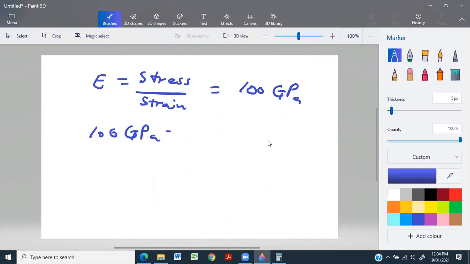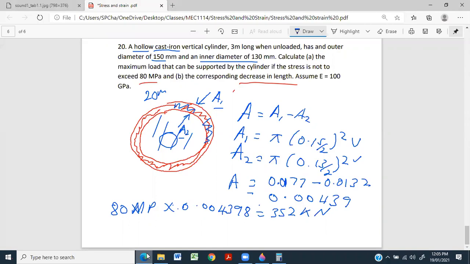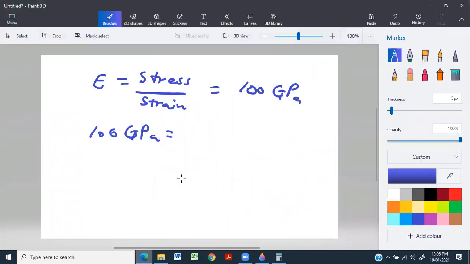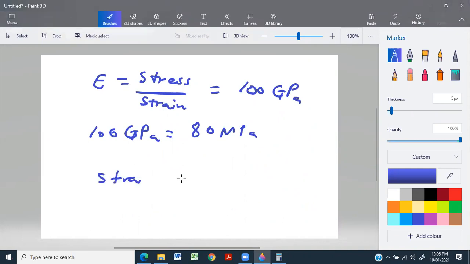And we were given a value for stress. What value were we given? 800 megapascals, right? Not 800, 80 megapascals. 80 megapascals. So therefore, strain should be equal to 80 divided by 100, which is 0.8 times 10 to the minus 3, right? So that's 0.0008. Yeah, that's strain.